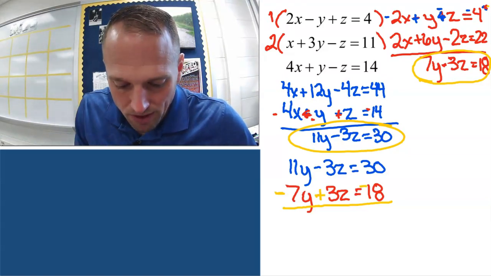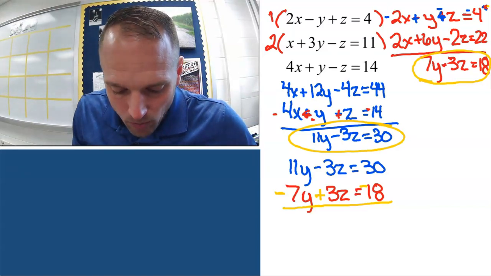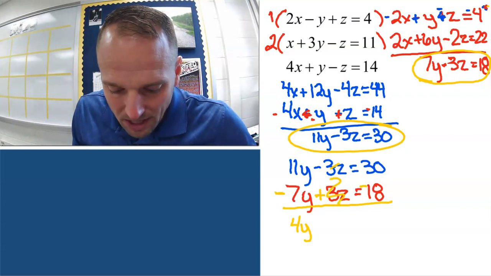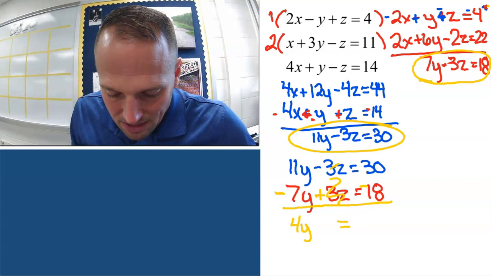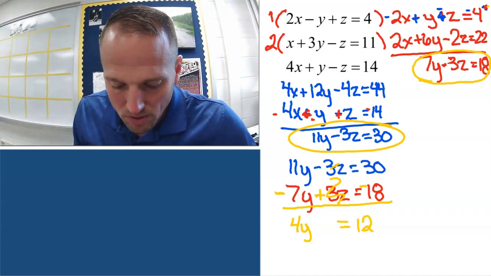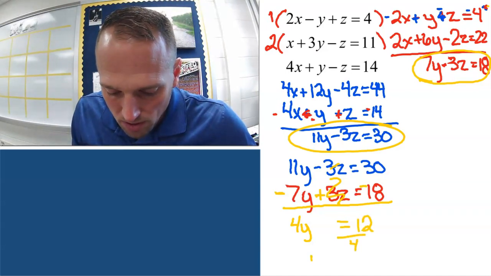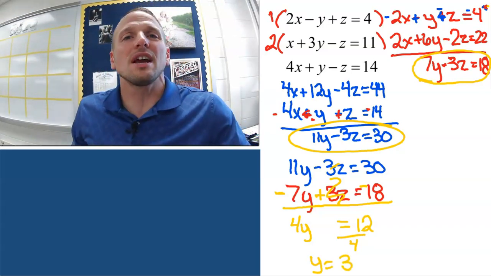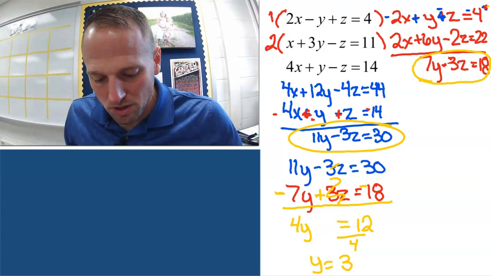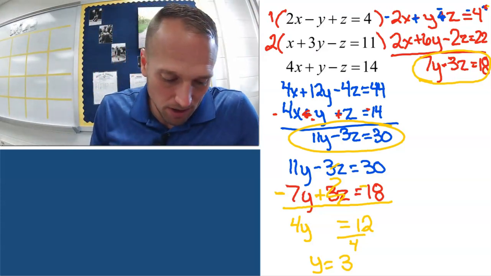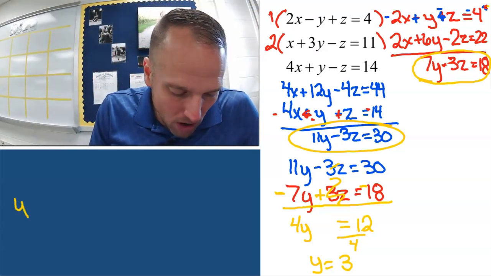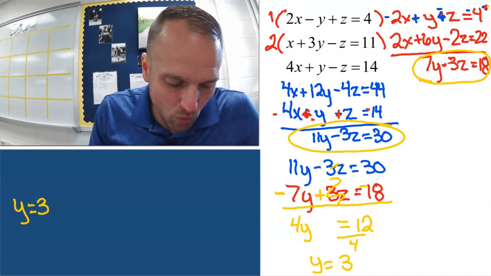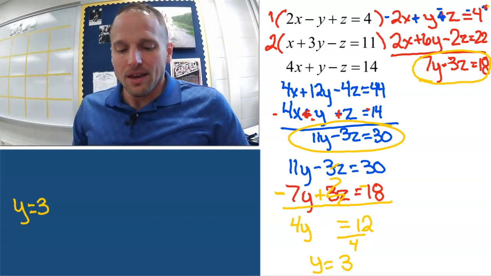Let's see what we have. 11y minus 7y is 4y. The z's are going to cancel. And 30 minus 18, that's going to be 12. Divide by 4, and we're going to get y equals 3. All right? And I'm so excited we finally, after all of this work, found the value of a letter. I'm so excited, I'm going to write it over here. Y equals 3. Okay? Now what do we do?